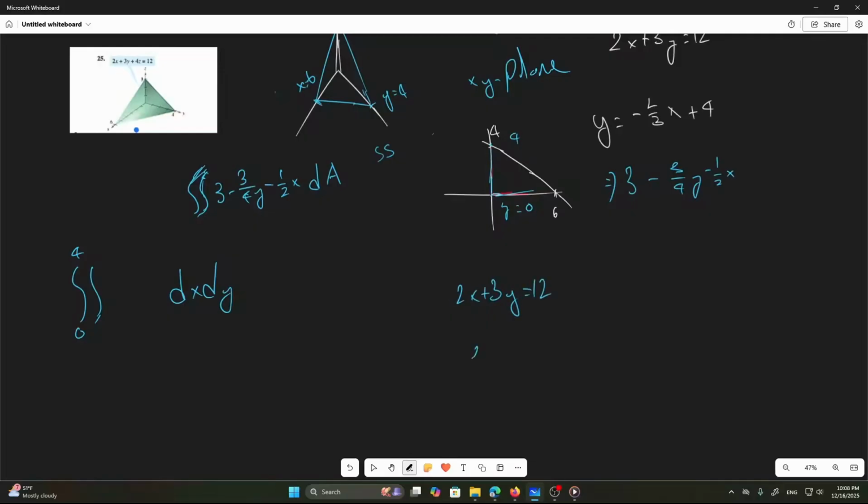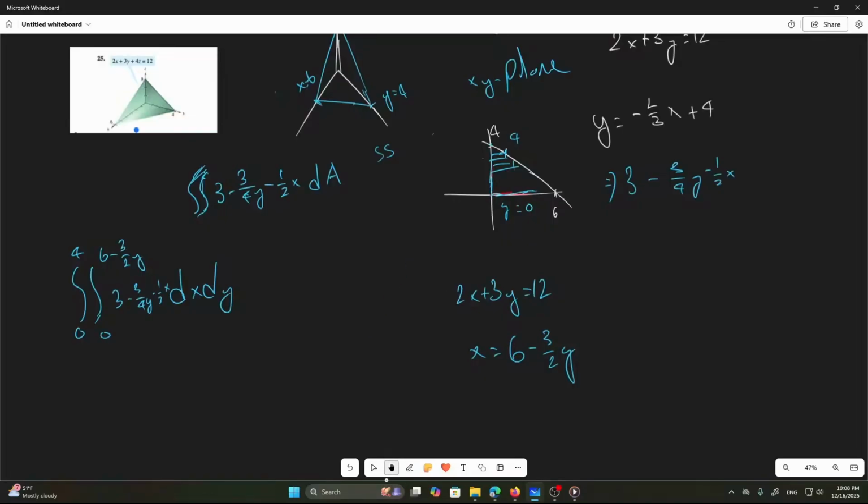Rearranging and solving for x, we would get x equals 6 minus 3/2 y. And so we would put this here, and since x here's the maximum for x, and then the minimum is going to be x equals 0 for these rectangles here. So we would get x equals 6 minus 3/2 y and 0, end of the function, 3 minus 3/4 y minus 1/2 x dx dy.